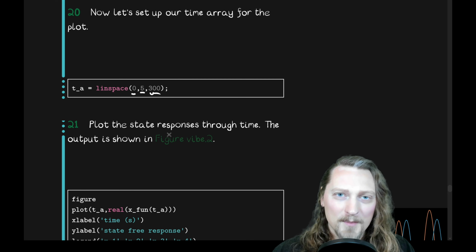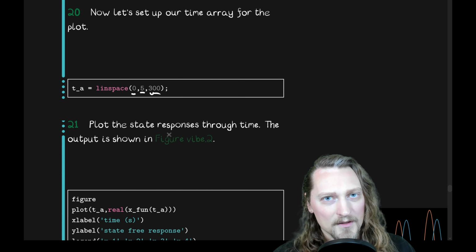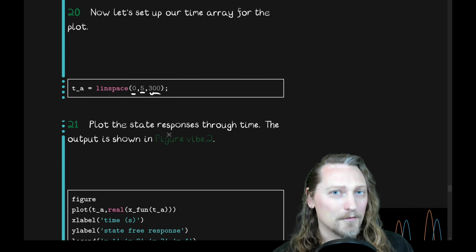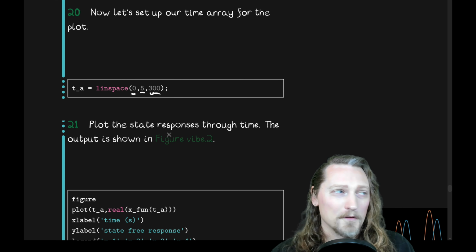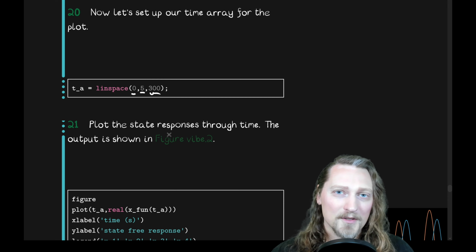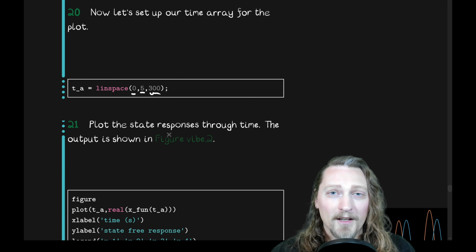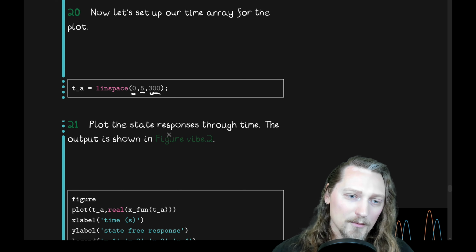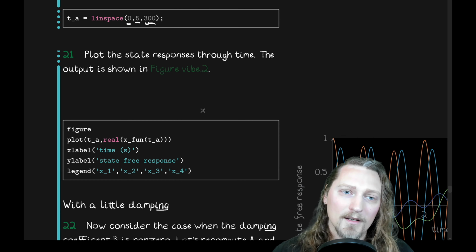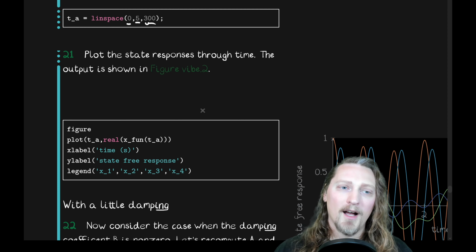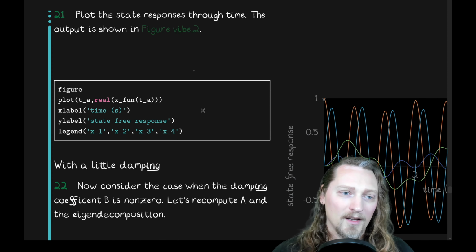For us, we especially need to worry about these natural frequencies, fairly pedestrian natural frequencies for us. So they're 3 and 9 radians per second. Nothing that we won't capture in 5 seconds with 300 points. So that's why we chose that. Plot the state responses through time. The output is shown in this figure.